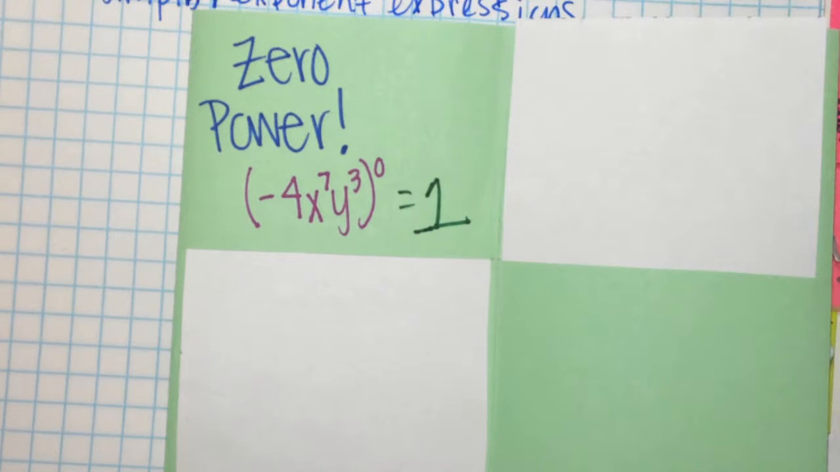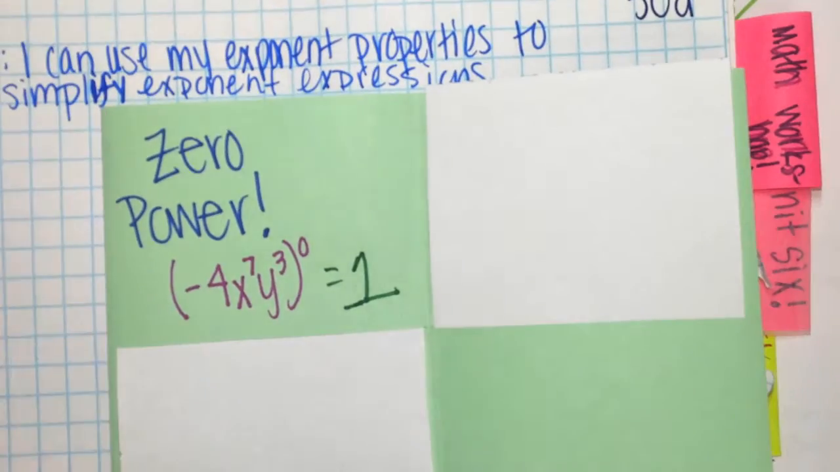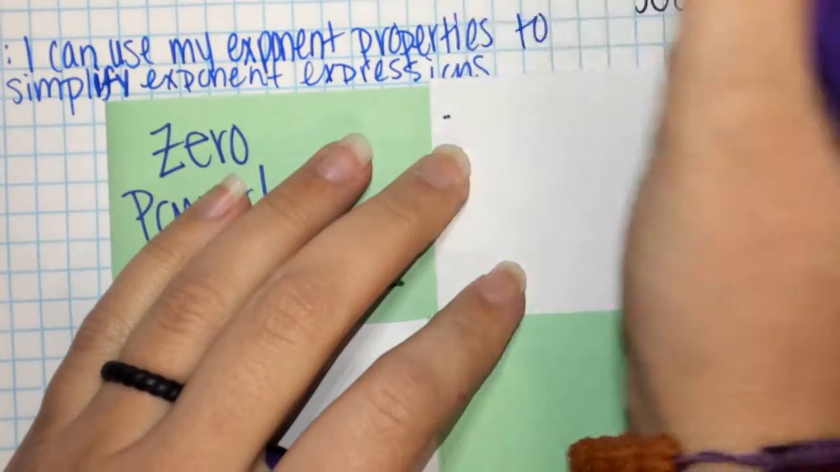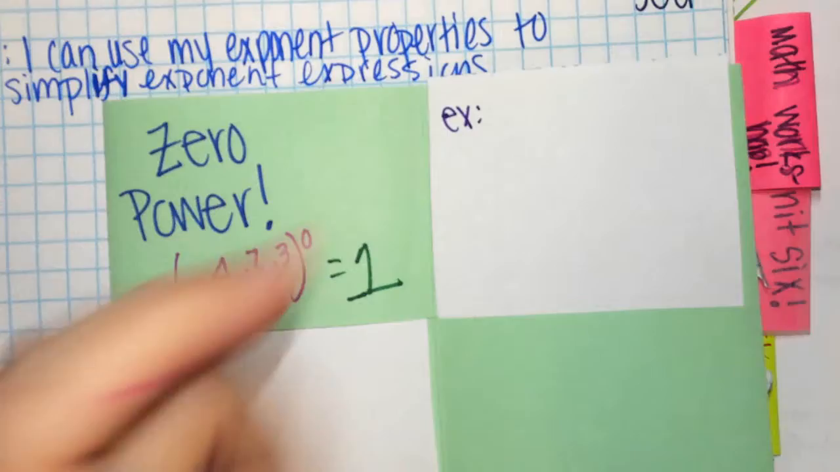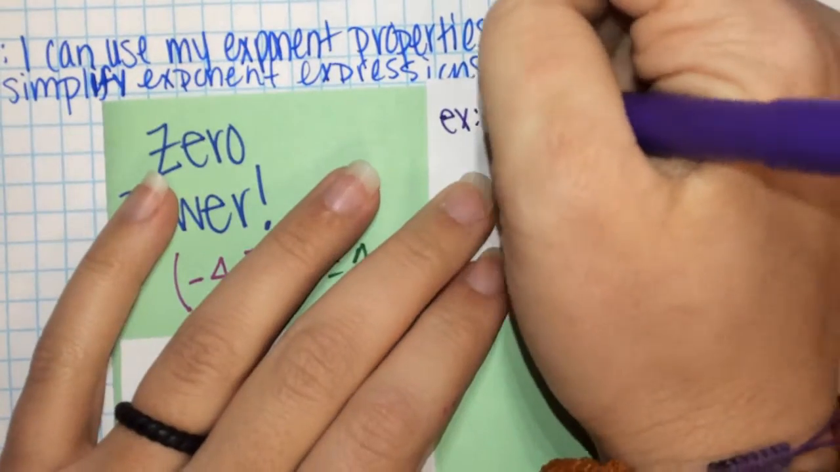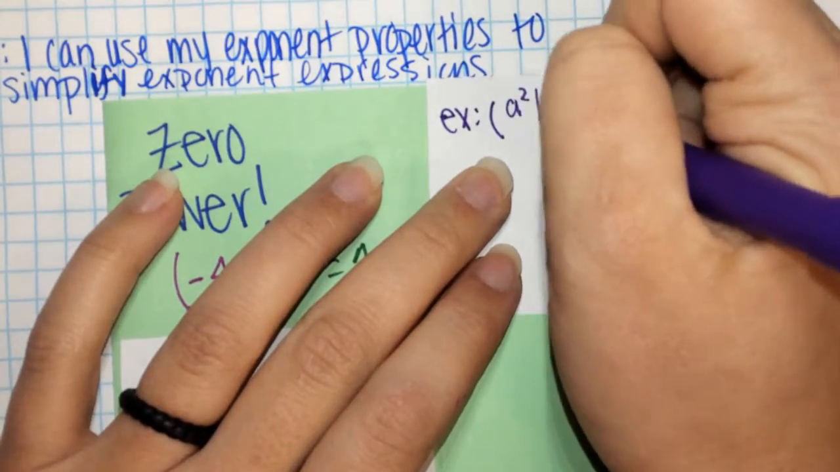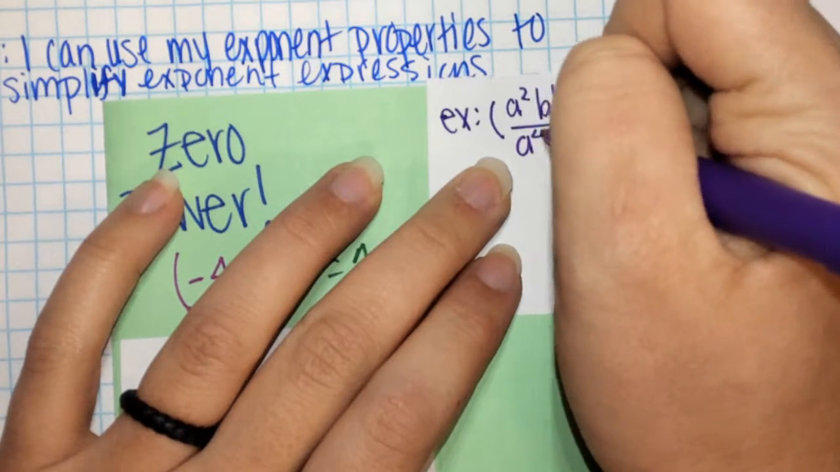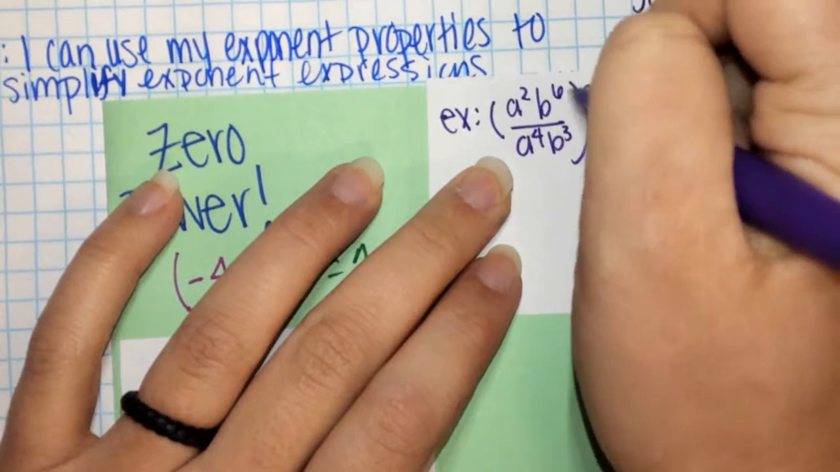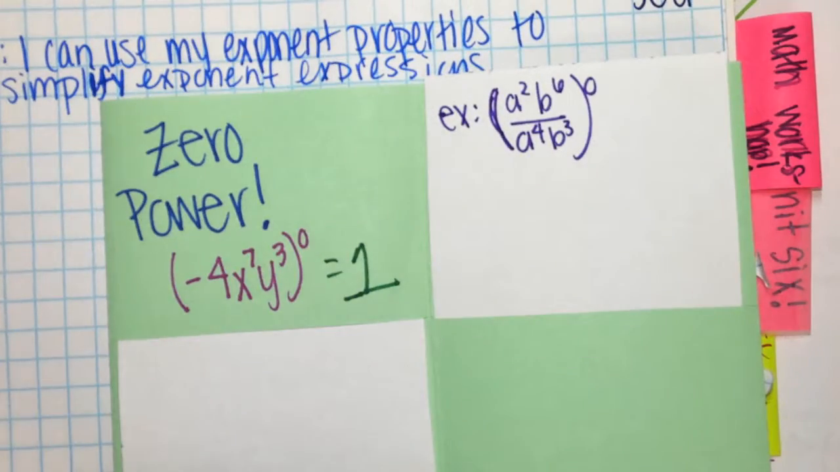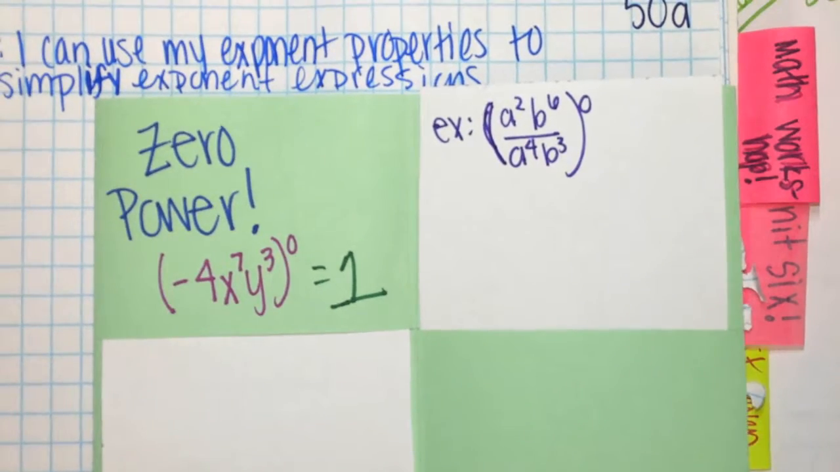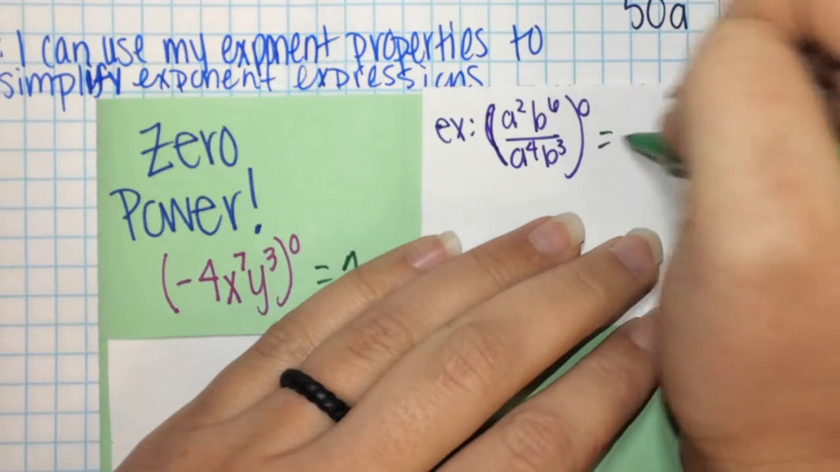Is there a real proof? Nope. We'd have to prove the theorem though, and we're not doing that. Okay, so if I told you that I have a squared b to the 6th divided by a to the 4th b cubed, all of that to the 0 power, would you have to work that out? No. What's the answer? 1.